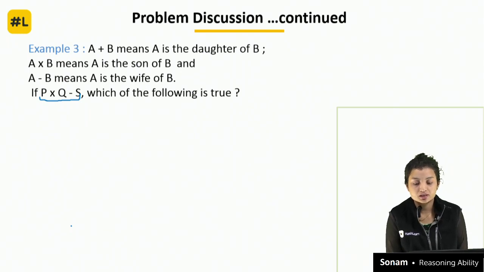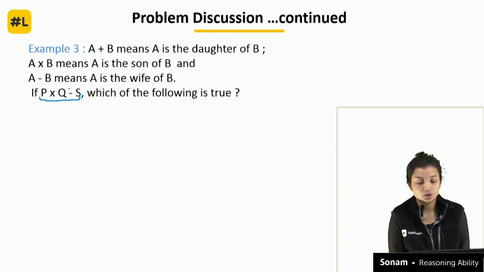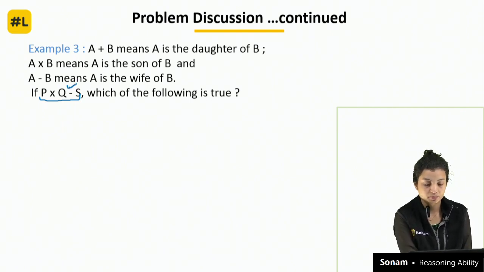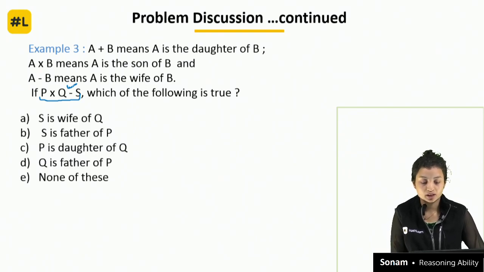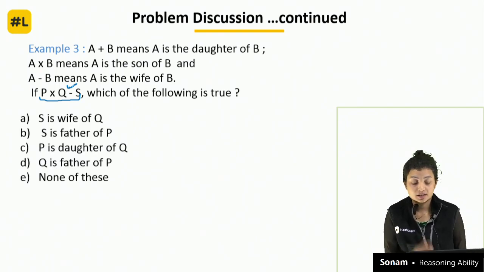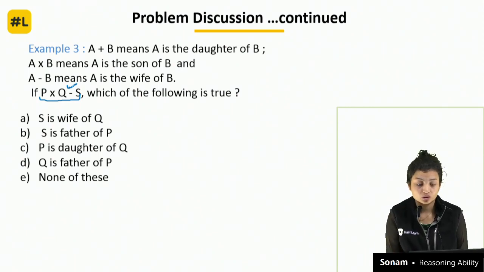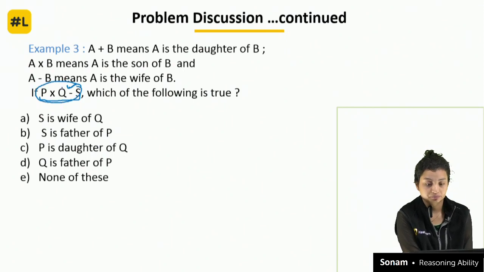A plus B means A is daughter of B. A into B means A is the son of B, and A minus B means A is the wife of B. If P into Q minus S is true, they have given you this part, which of the following is definitely true? These are your options. It's simple because in this question you don't have to go by option, you just have to solve this expression.